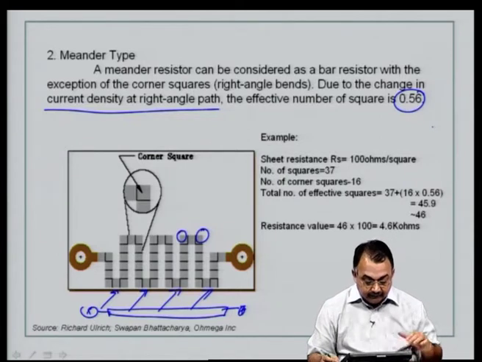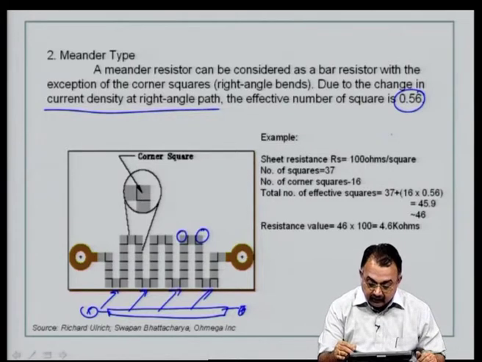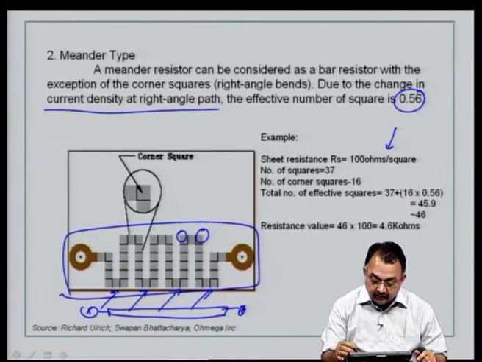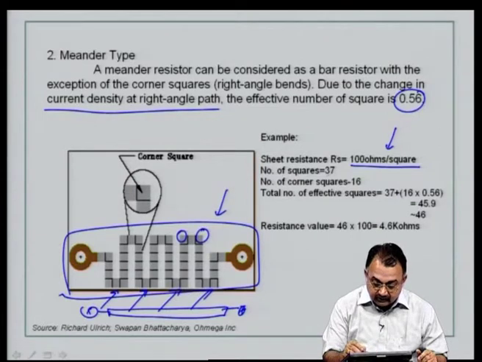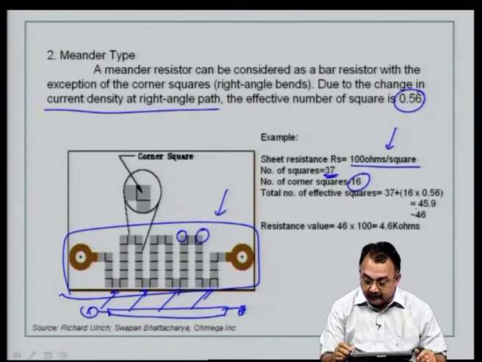If you have such a design, then please look at the following calculation for the resistance value of such a geometry. The sheet resistance Rs here is 100 ohms per square, that is the material you are going to use. The number of squares here is 37, and the total number of corner squares in this is 16. So, effectively you want to convert this 16 into 0.56, add it to the number of squares, and you get 45.9, which is rounded off to 46.